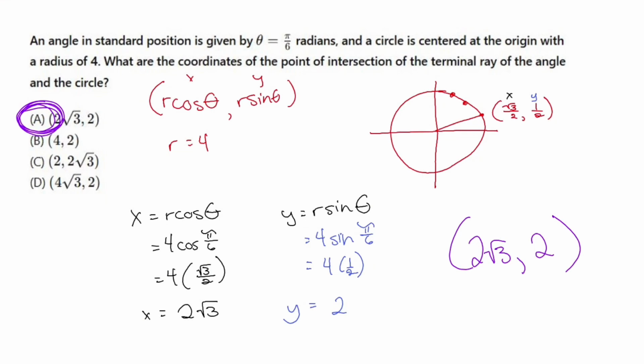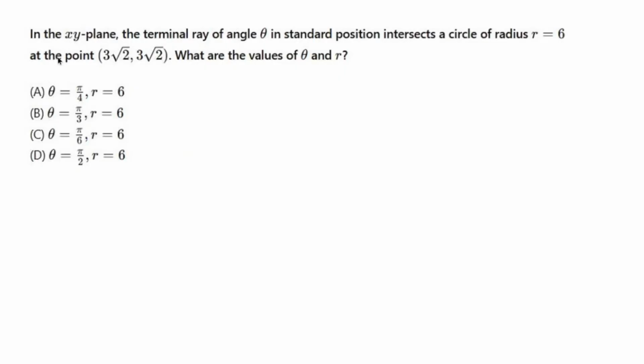Isn't that fun? In the xy plane, the terminal ray of angle theta in standard position intersects a circle of radius r equals 6 at the point 3 root 2, 3 root 2. What are the values of theta and r?